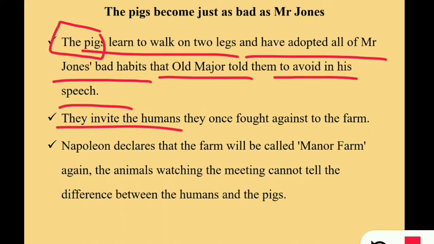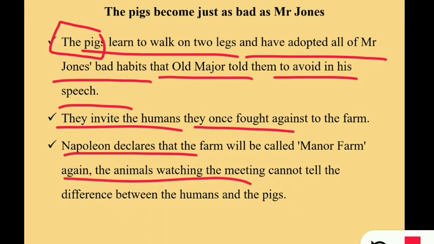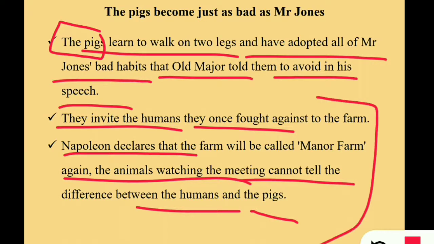They invited the humans they once fought against to the farm. Napoleon declares that the farm will be called Manor Farm. Again, the animals watching the meeting cannot tell the difference between the humans and the pigs. Here both of them become one eventually because they become insensitive and intolerant about others on the farm.